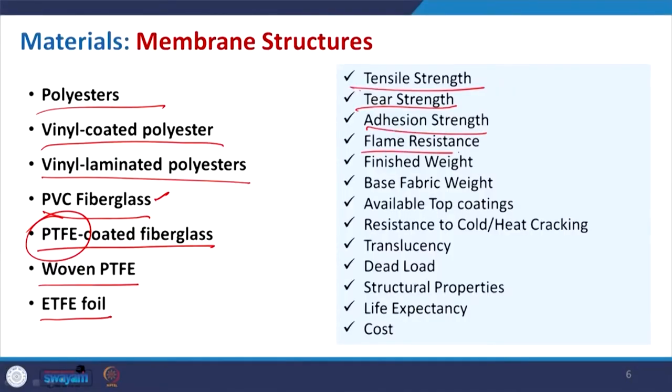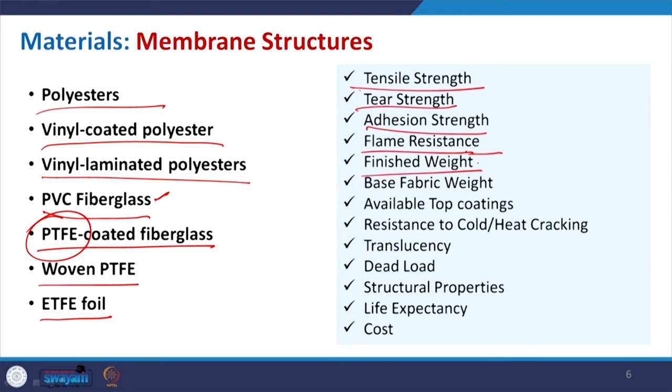Flame resistance is one of the important criteria, because these are normally used in public gatherings, to make a convention hall, maybe a circus tent. So for extreme heat or some fire case, how the material will resist against those odds should be taken into consideration.